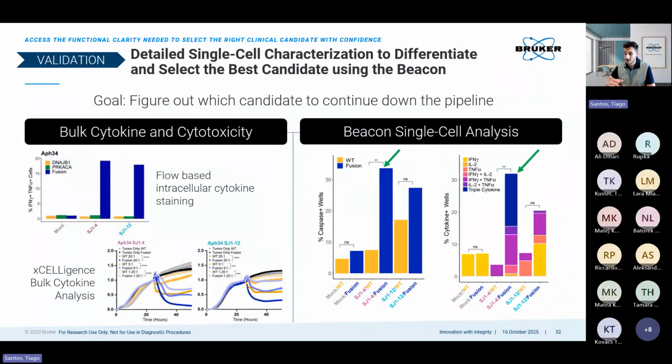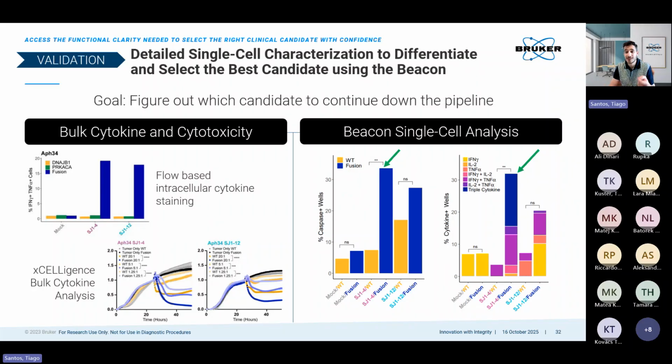Now that he has the cytokine secretion, he also did the cytotoxicity to functionally validate the killing capacity. And that gives him a lot more confidence now to pick up the data and go to the next stage of the development of these TCRs.